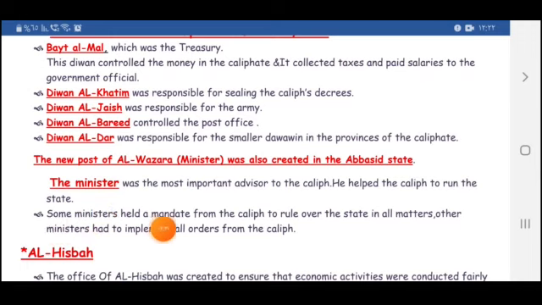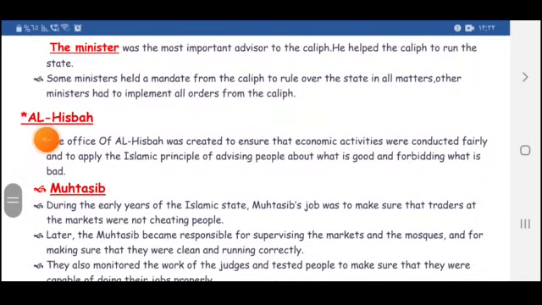Some ministers held a mandate from the caliph to rule over the state in all matters. The other ministers had to implement all orders from the caliph. So some of them can do everything in the state and the others should take orders from the caliph. This is the new post of Al-Wazara that was created in the Abbasid state. It was not there in the Umayyad Caliphate.